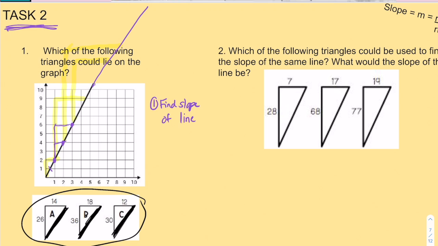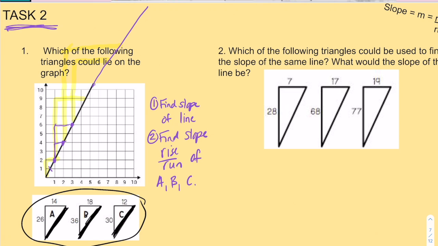So then we would need to find the slope, again thinking rise over run, of A, B, and C. And then if any of those slopes match the original line, then that triangle could fit. So maybe they all fit, maybe none of them fit, maybe one fits, maybe two fit. You need to test them all to see.